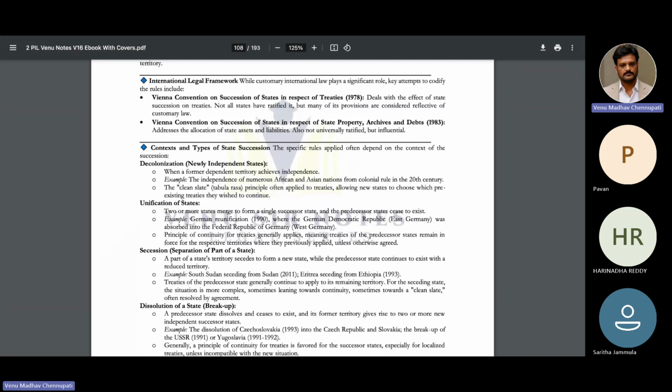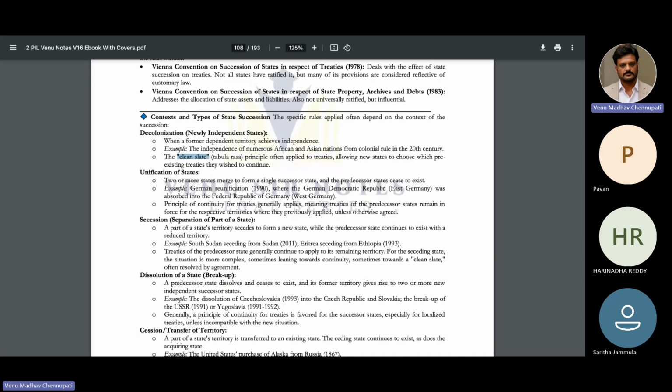allowing new states to choose which pre-existing treaties they wish to continue. So, for example, India got independence, Pakistan got independence, or a lot of countries got independence from the colonial state. Once they do this, they have a clean slate, and they have a choice. Which treaties they want to continue and which they do not, they have the choice, because they are a new state.